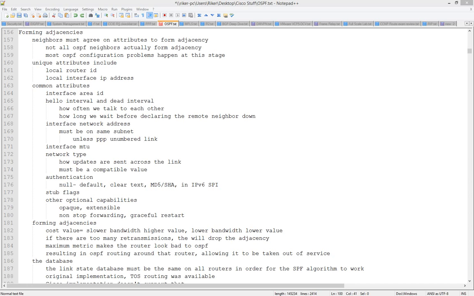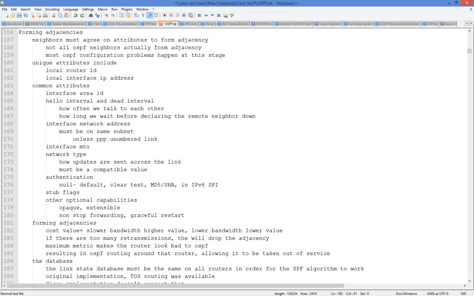How's it going, everybody? In this video we are going to take a look at what it takes to form an adjacency with OSPF. OSPF is actually my personal favorite protocol. I like it actually a lot more than EIGRP. I think it takes more to understand. That's why I tend to gravitate towards OSPF.